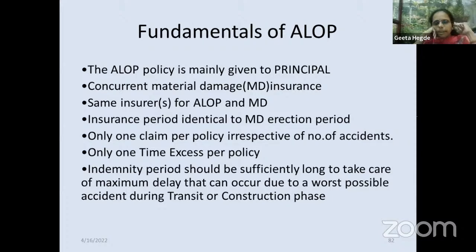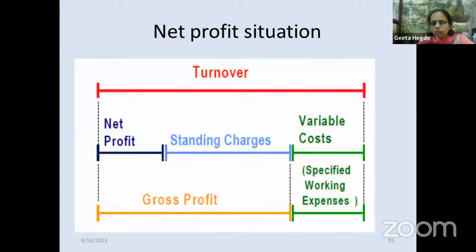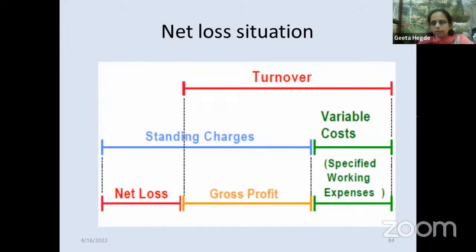Indemnity period should be sufficiently long to take care of the maximum delay that can occur due to a worst possible accident during the transit or construction phase. This is just advice, because if a huge machine is coming and there is damage, it can happen that it takes 6 months of delay to start the project. So that is just the anticipation or calculation by the insured. We have seen how gross profit or net profit comes, so we will not repeat it.